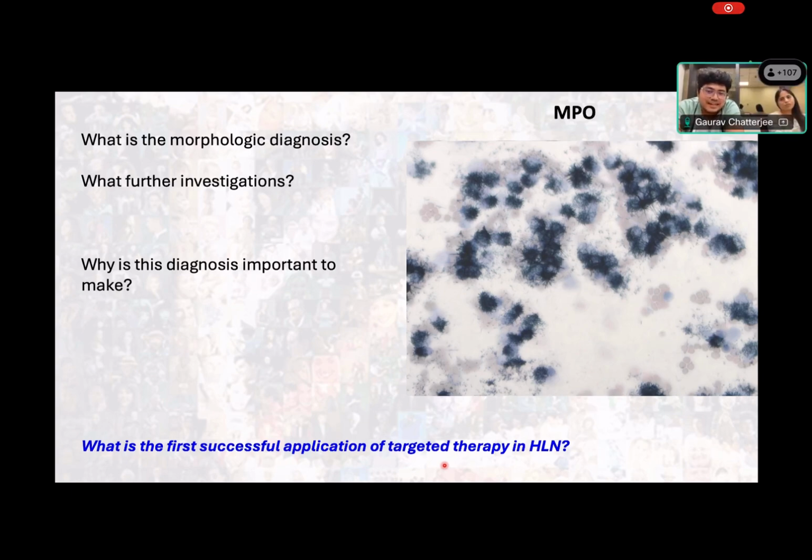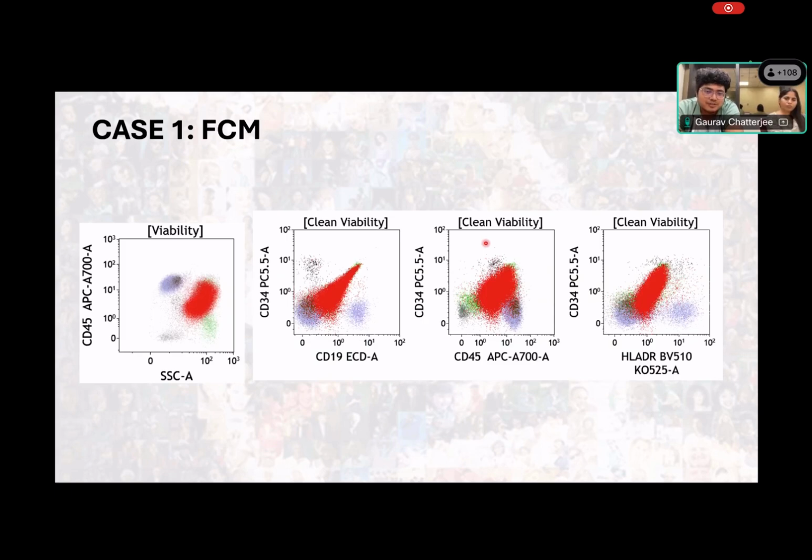Very good. So the answer to that is APML, and we have ATRA. Even then we had arsenic trioxide as well, but ATRA was the first successful application of target therapy. Right. So then if you go to flow cytometry, in this case the flow cytometry was done.